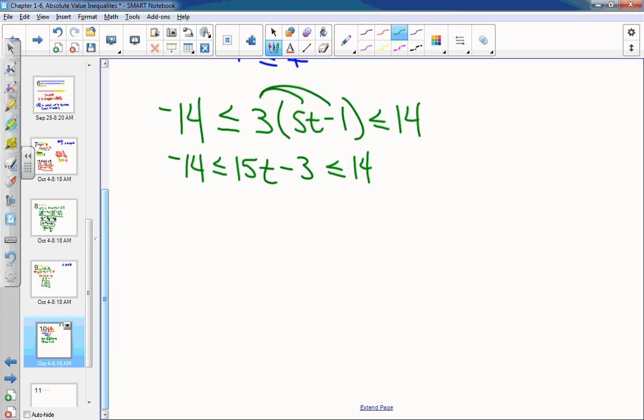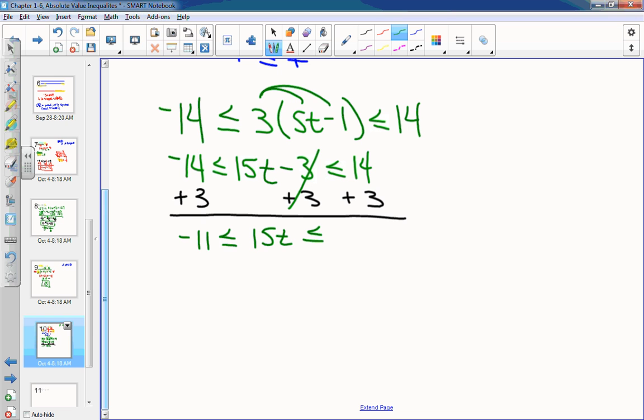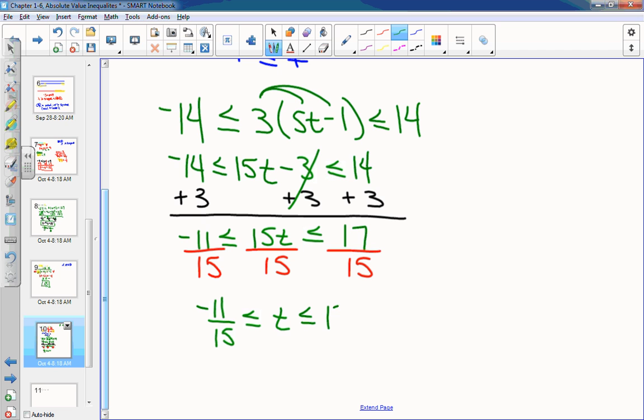Okay, at this point, what would you guys do? At this point, what we need to do is go ahead and add 3 to the left, the middle, and to the right. So negative 14 plus 3 gives me negative 11, is less than or equal to 15t. That goes away, is less than or equal to 17. Now I need to divide my left, my middle, and my right by 15. And I have negative 11 over 15 is less than or equal to t, which is less than or equal to 17 over 15.